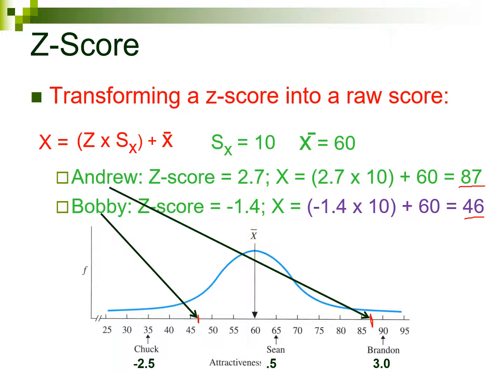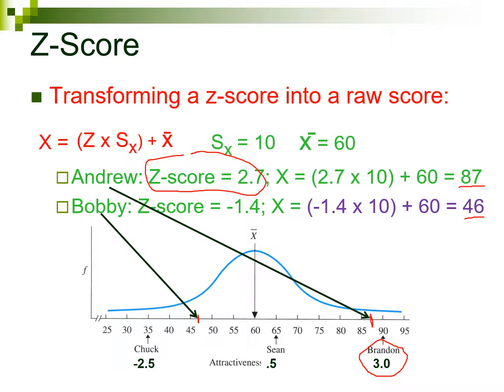Now let's begin by taking a look at Andrew. Andrew, we just said, had a raw score of 87. And 87 is just below the score of 90. So again, Andrew's raw score is just below Brandon's raw score of 90 on the distribution. Similarly, Andrew's z-score of 2.7 would be just below Brandon's z-score of 3 in this distribution. So, getting a sense of how z-scores compare to raw scores: if the raw score is slightly below another, 87 compared to 90, so is the z-score, 2.7 compared to 3.